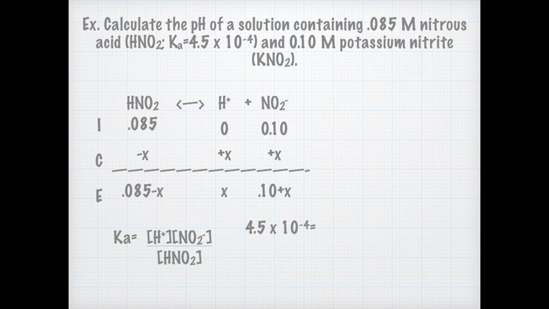Remember, I can ignore the plus X, since if I were to take 0.085 and divide it by 4.5 times 10 to the negative 4th, that ends up being greater than 100. So I'm going to put 0.10 there, so X times 0.10, not X times 0.10 plus X, and then divide that by 0.085 because I don't subtract the X, which makes my life a lot easier. And now I can just solve for X. So X equals 0.0038. That's my concentration of hydrogen ions. And then take the negative log of that, and that gives me 3.42. So that's my final answer.